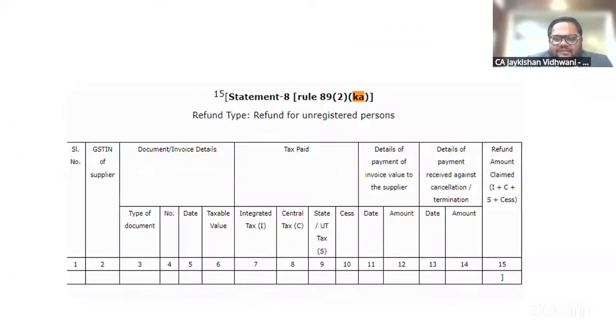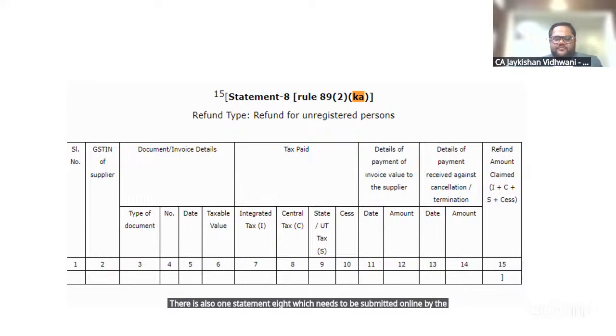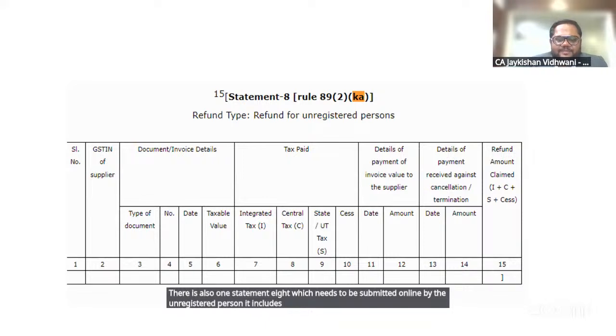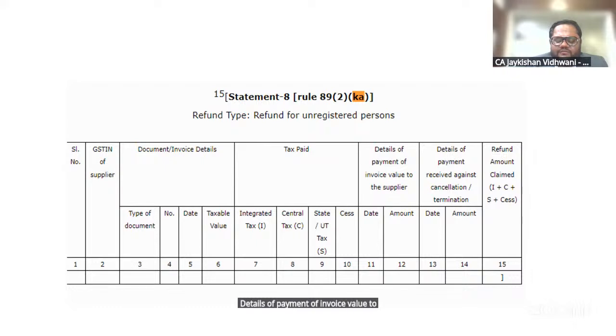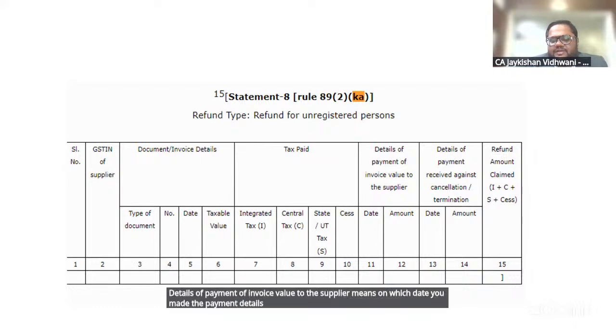There is also one Statement 8 which needs to be submitted online by the unregistered person. It includes the GSTIN of the supplier, that is the builder, the document and invoice details wherein the receipts have been issued by the builder, taxes paid, and details of payment of the invoice value to the supplier, meaning on which date you made the payment.